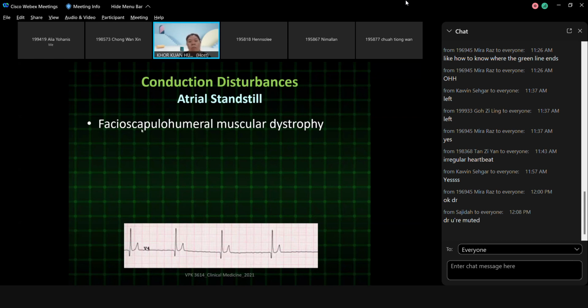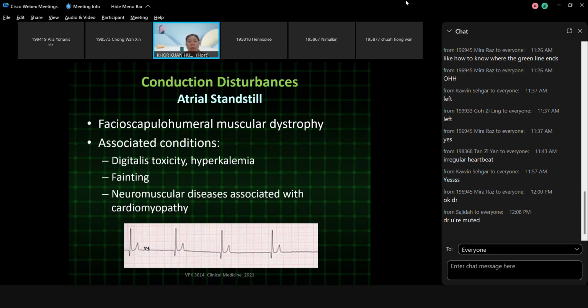It is not a very common disease. It has been noted in facioscapular neuromuscular dystrophy. It's not a very common disease to diagnose. Okay, but again, it can be because of other conditions also. You can have digitalis toxicity, hyperkalemia. They will have clinical sign of fainting, and it is associated with some neuromuscular disease associated with cardiomyopathy, which is this one. Okay, not a common disease to diagnose.